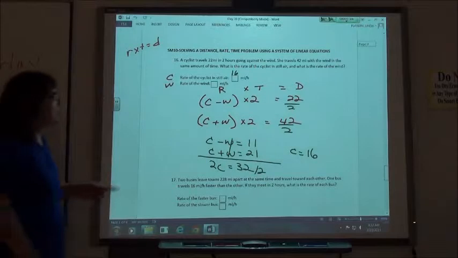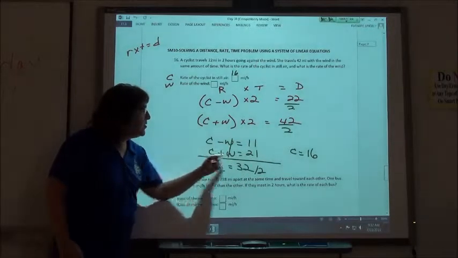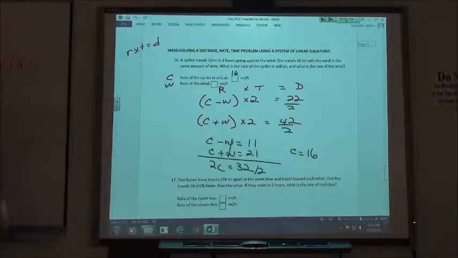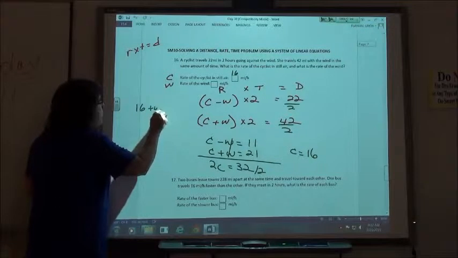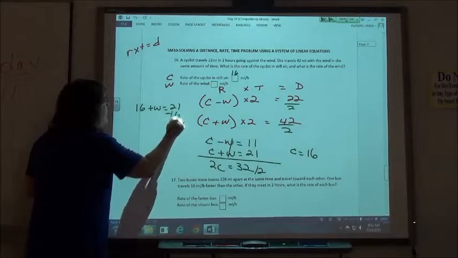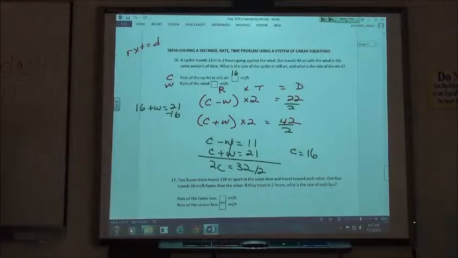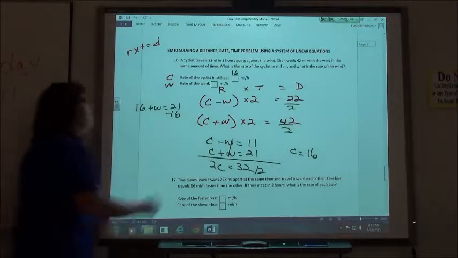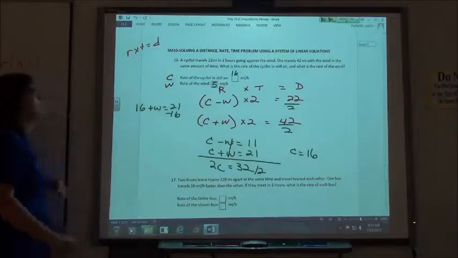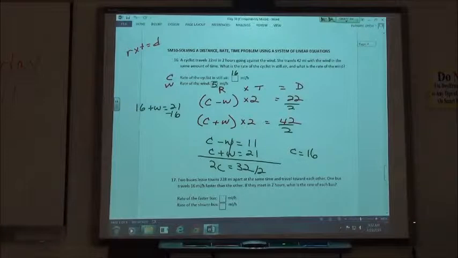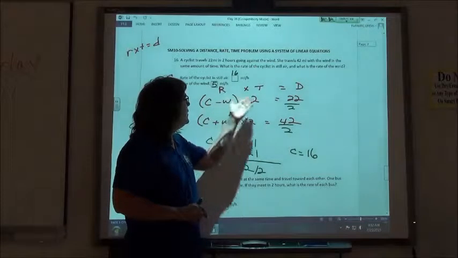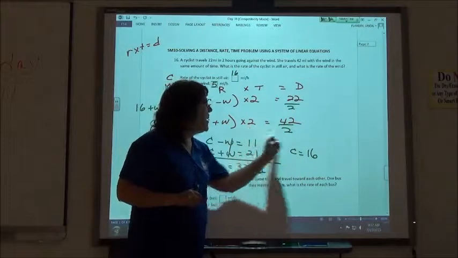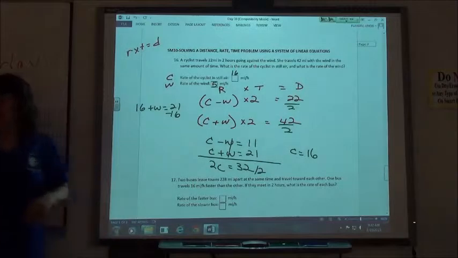I still need to find the rate of the wind. Again, I like to use the one with the plus because then I just have to subtract the 21 minus 16. So if I subtract there, what would I get for the rate of the wind? Five, right? So the cyclist is going 16, the wind is going 5. So usually on these ones, instead of using the distributive property, they'll just divide by the time right away, then it makes it pretty easy to solve.